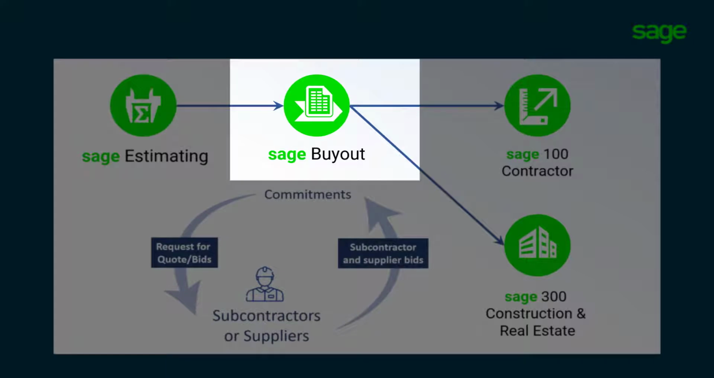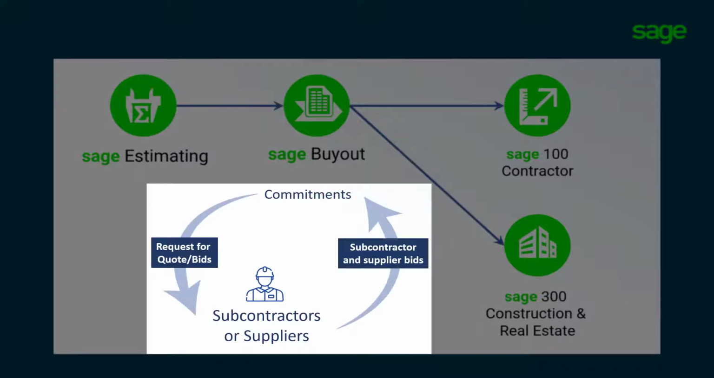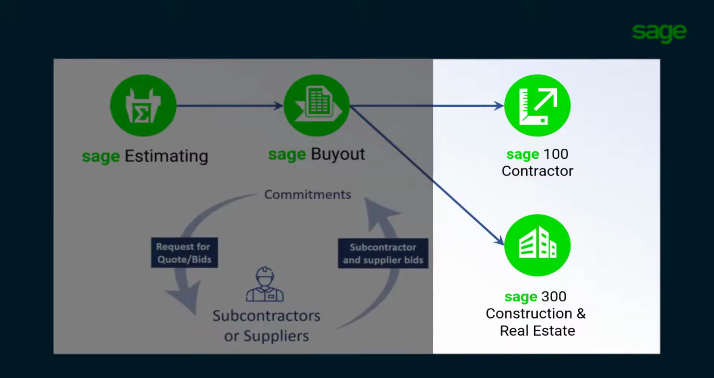Buyout offers the opportunity to buy out one or multiple estimates in a single buyout package to take advantage of volume discounts. The solution can send requests for quotes to your suppliers and subcontractors via email or fax. Once quotes are received, the prices can be entered into the system for price comparison. When the supplier or subcontractor is selected, Buyout will create the details for the commitment in Sage 100 and 300 accounting suites.